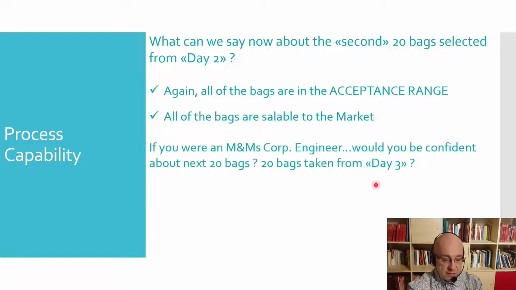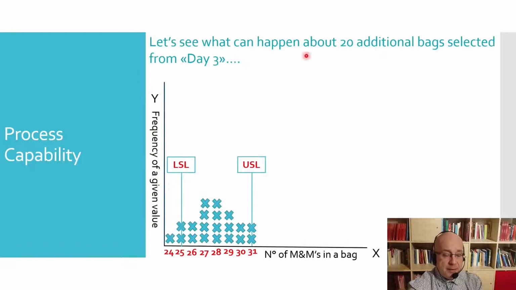But would M&M's corporate engineers be happy of that? Would M&M's corporate engineers be confident about the next 20 bags? I don't know. Let's see what will happen on day 3. So let's see what can happen with 20 additional bags selected from day 3. And we have a histogram like that. So a histogram obtained by counting the number of M&M's in each of the 20 bags selected out of 100,000 produced at production day number 3.